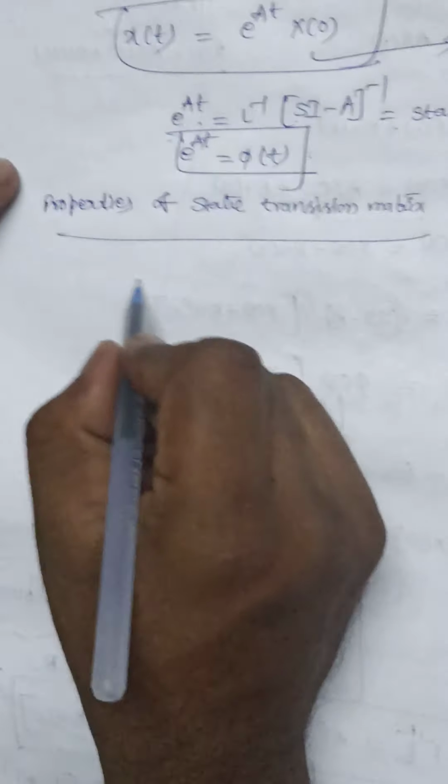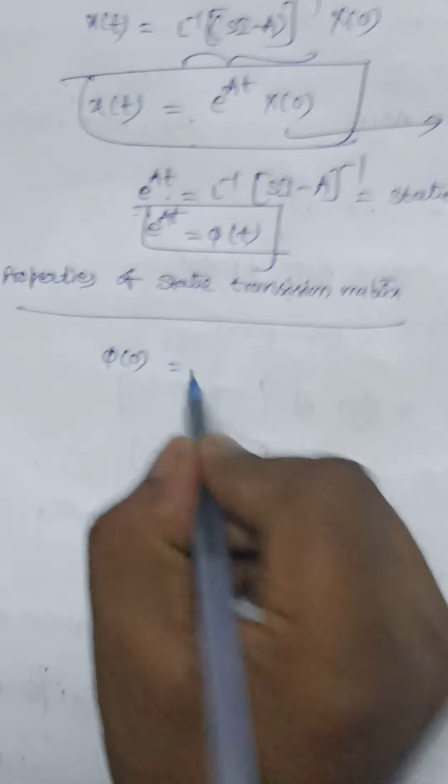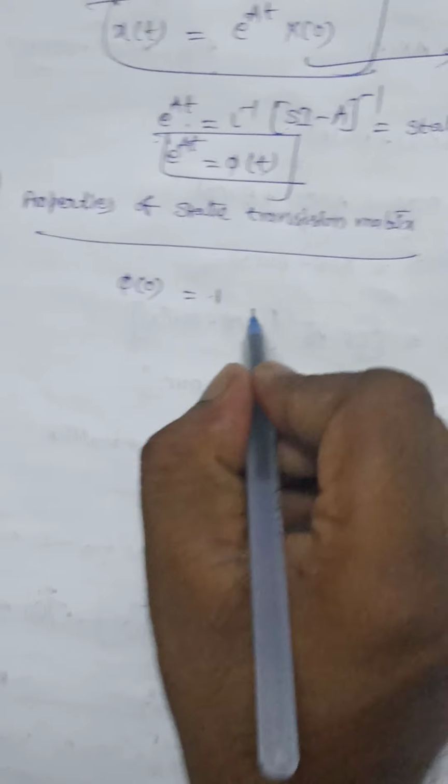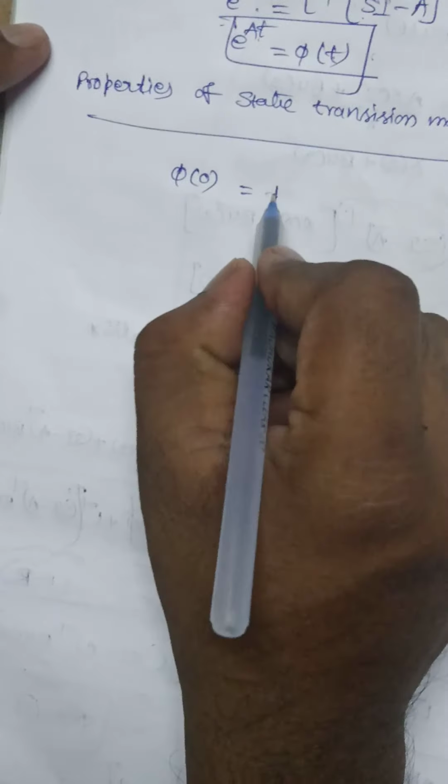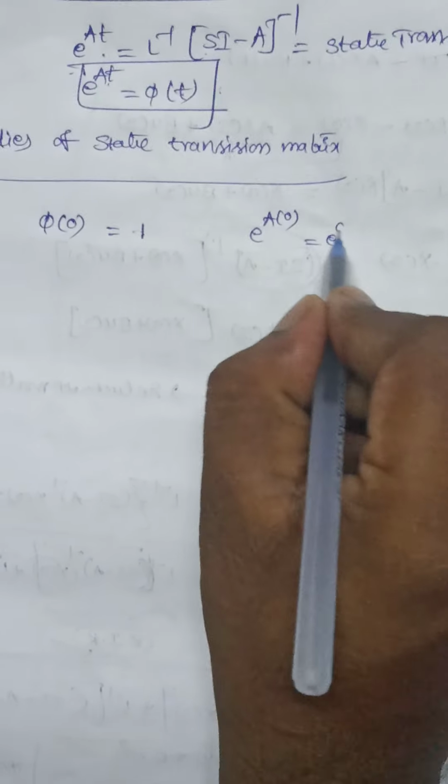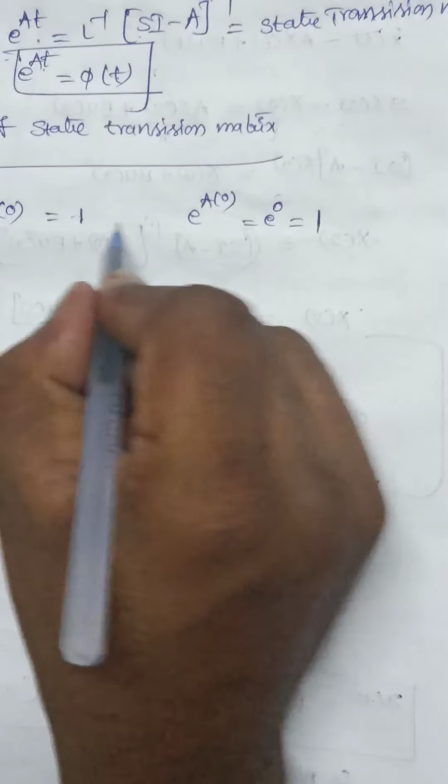See here, phi of 0 is equal to 1. Why? Because if I substitute t equal to 0, phi of 0 is equal to e power a into 0, that is equal to e power 0. Anything power 0 is equal to 1. So phi of 0 is equal to 1. This is the first one.